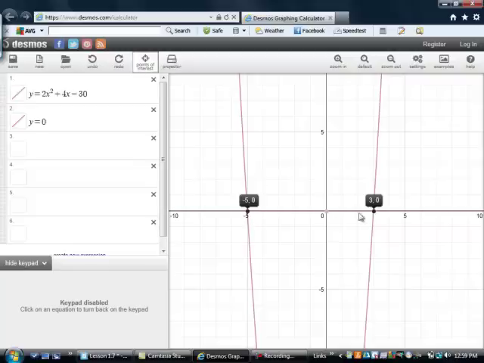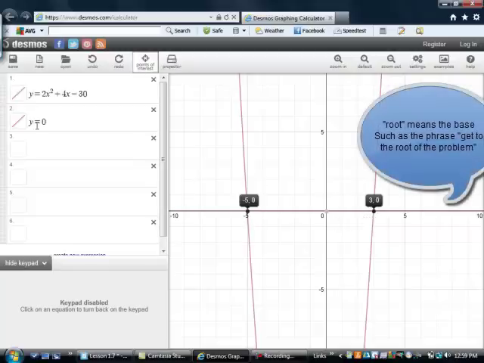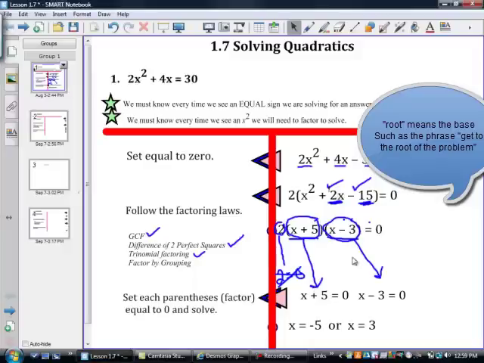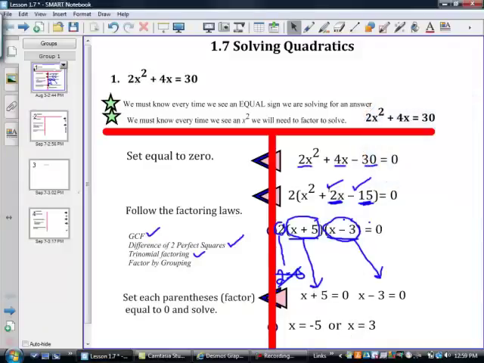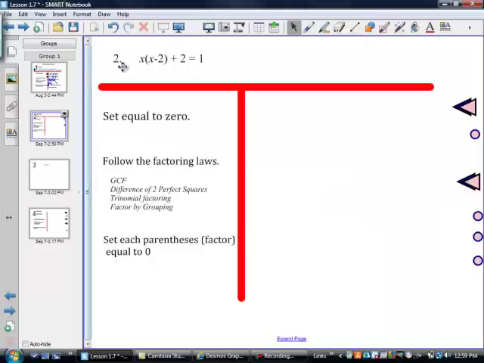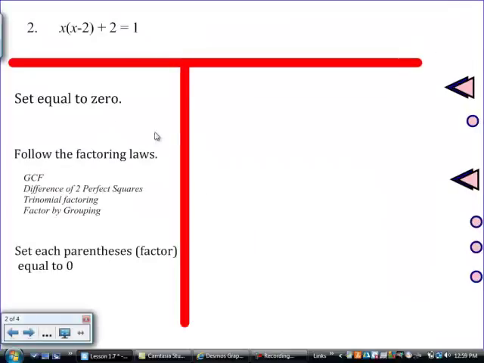These are the roots. This is where the parabola crosses y equals 0. And you can do that for anything that you need to factor. Okay? Here's our next problem.